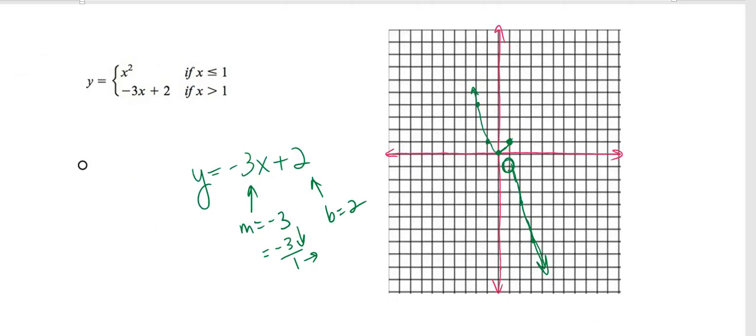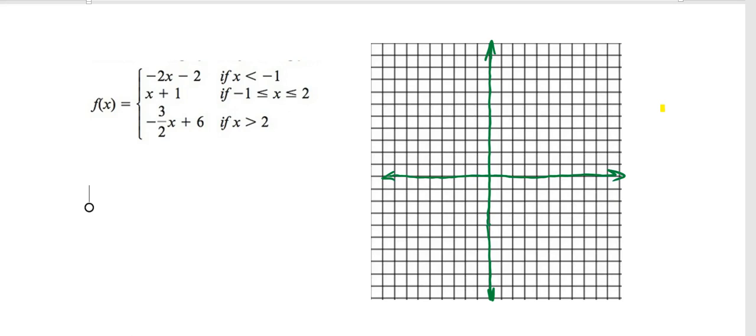When I'm finally done, I want to make sure that I've removed any kind of construction lines that I've used. You can use them to help you draw the line. Just make sure you erase them. And then make sure you clearly note what happens at that 1 point. So when x is 1, I can clearly see that the closed dot is my left function, which would be x squared. Okay?